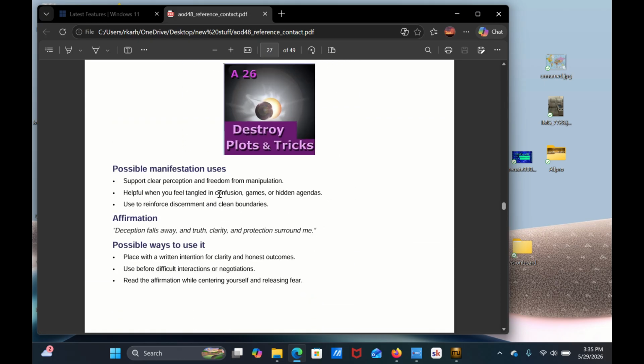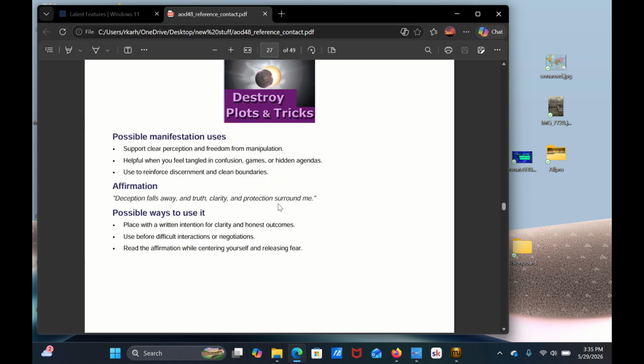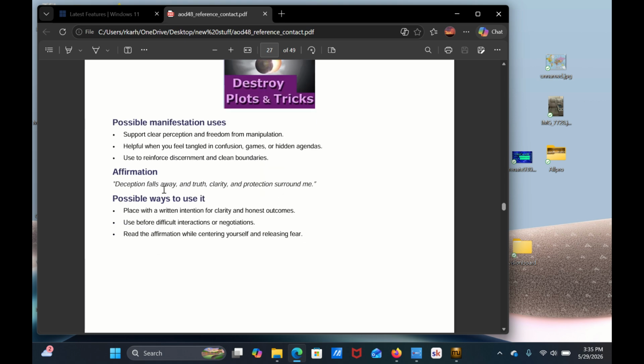Destroy plots and tricks. Support clear perception and freedom from manipulation. Helpful when you feel tangled in confusion, games, or hidden agendas. Used to reinforce discernment and clean boundaries. Deception falls away and truth, clarity, and protection surround me.